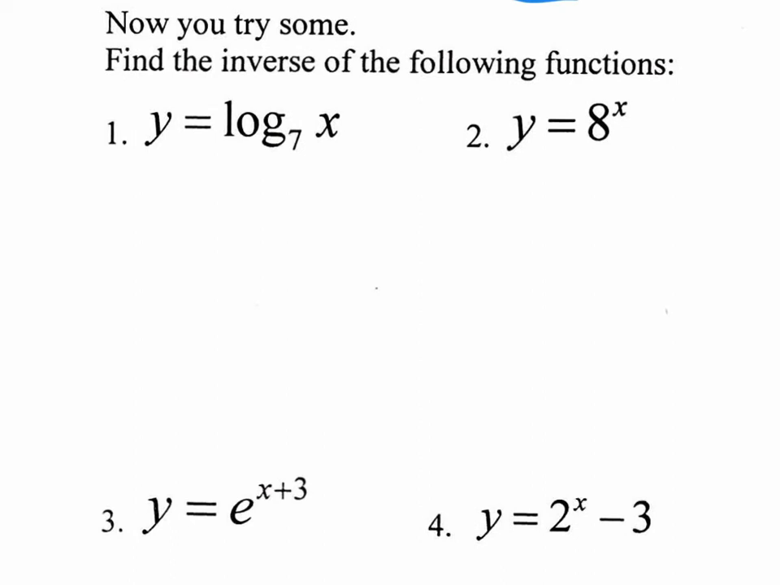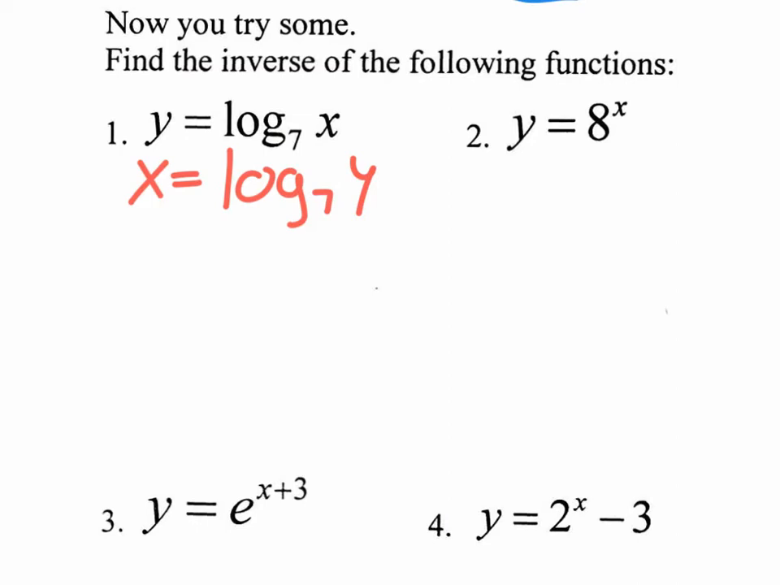So the first thing to do is to switch x and y. So it's going to be x equals log base 7 of y. Now you want to solve for y, but the problem is y is inside the logarithm base 7. So you want to get rid of this because you want y by itself. You don't want log base 7 right in front of y.